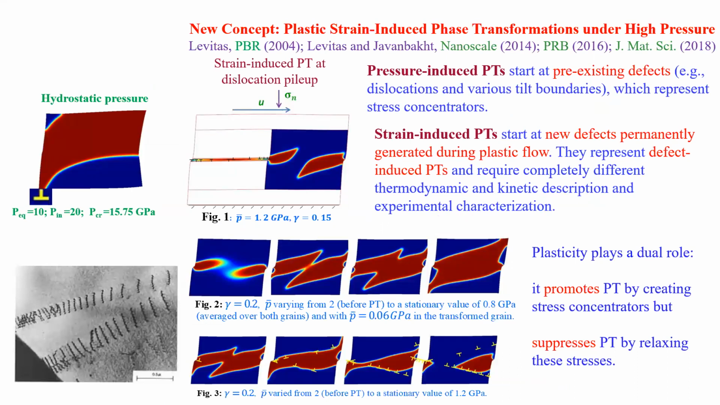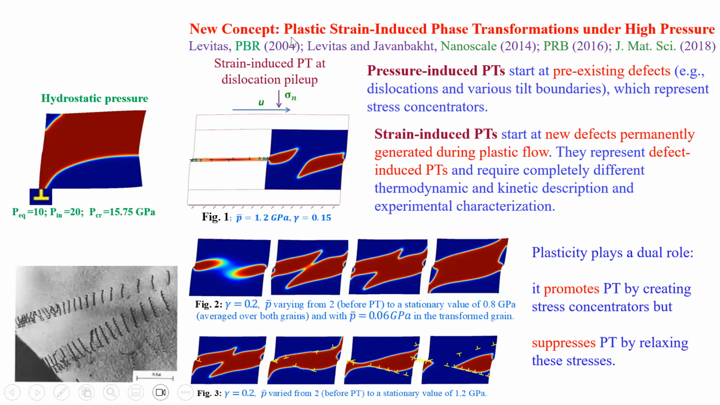But this was ideal material without defects. All materials have defects and they play a crucial role in this phase transformation. But first, I would like to mention that before appearance of this paper, there was no understanding in the high pressure community that there are 2 completely different types of phase transformation. Traditional pressure-induced phase transformations under hydrostatic pressure start at pre-existing defects, which represent stress concentrators, and because there is a limited number of defects, one needs to increase pressure to run the phase transition.